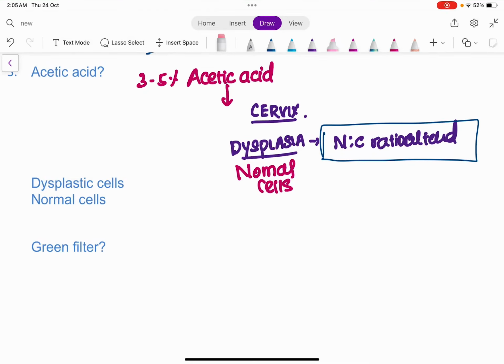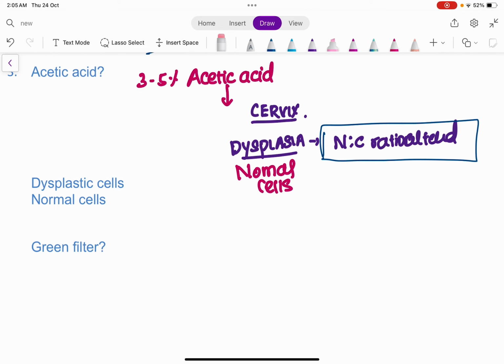So now you can apply acetic acid to the cervix, right? This theory is based on the fact that in the cervix, we all know there are going to be normal cells present in the epithelium. The ectocervix contains the squamous cells, the endocervix contains the columnar cells. These are the normal cells. If any dysplasia happens in these cells, they are going to undergo malignant transformation.